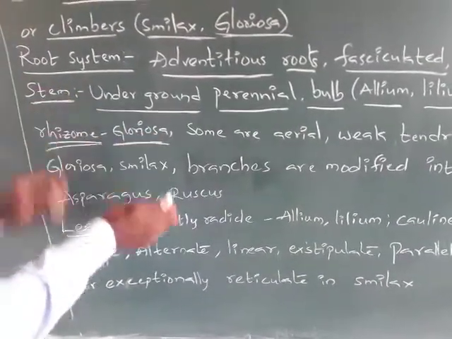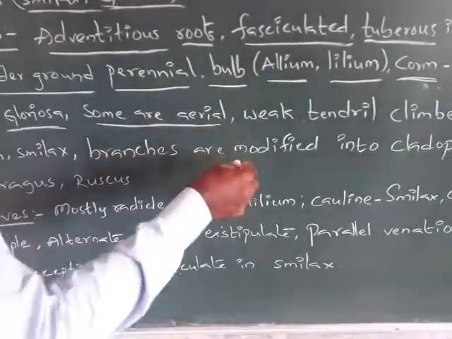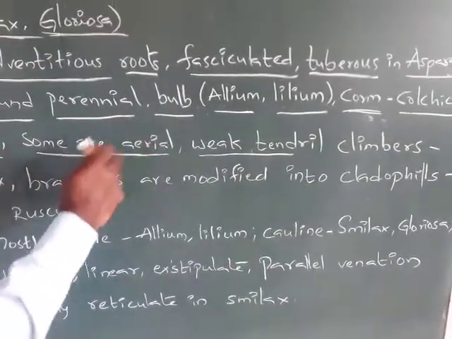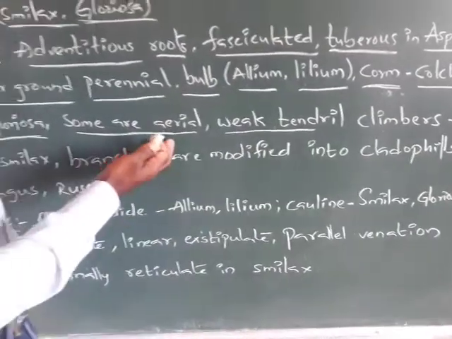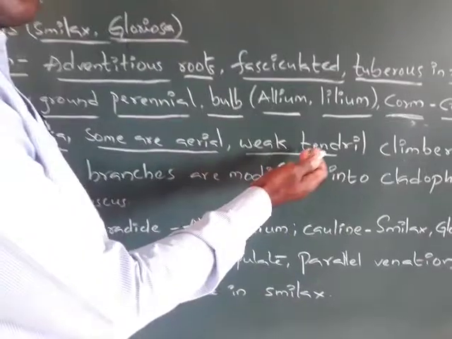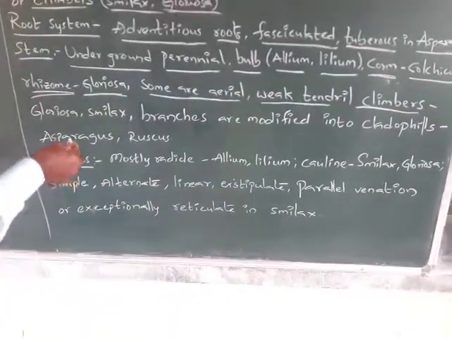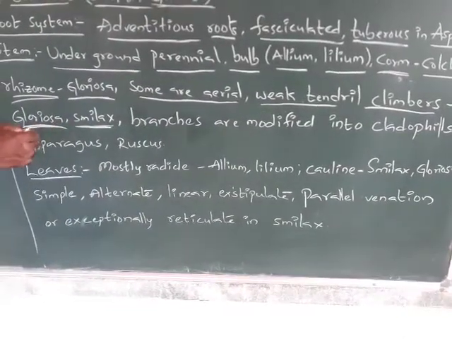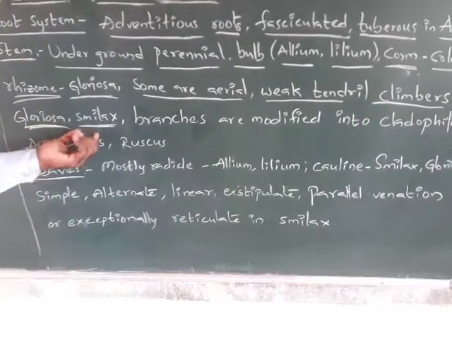Some stems are aerial. Some plants grow in aerial condition, and they are weak tendril climbers, like Smilax and Gloriosa. These are aerial, and these are the climbers.